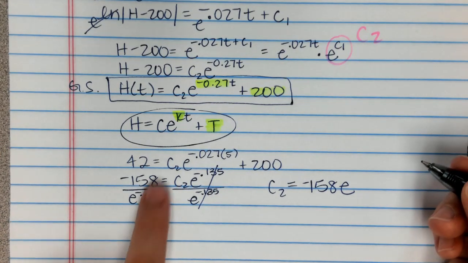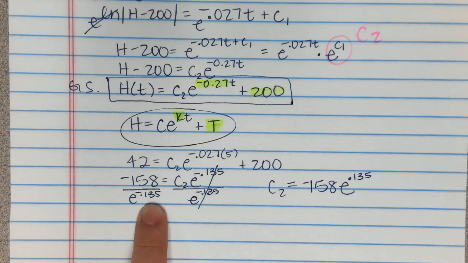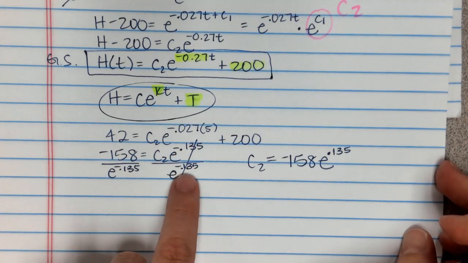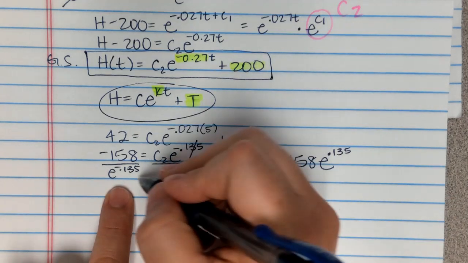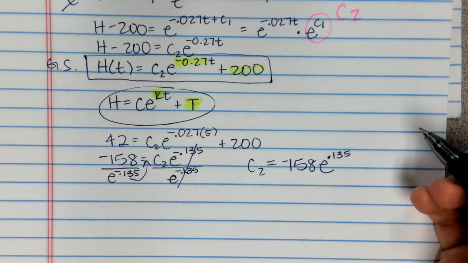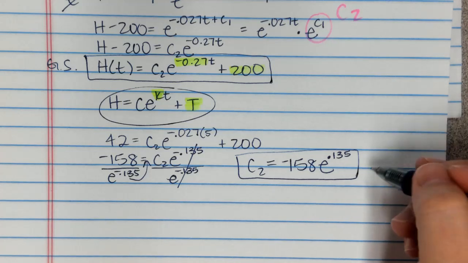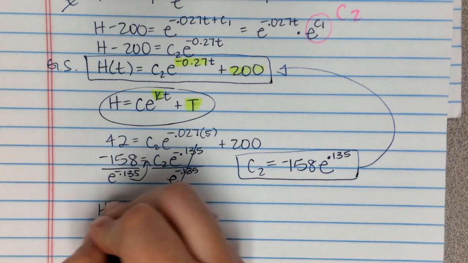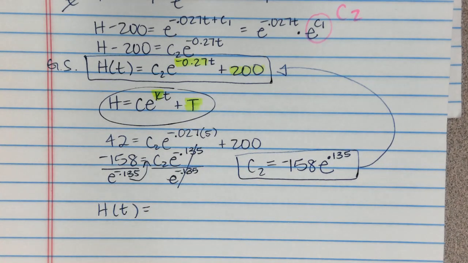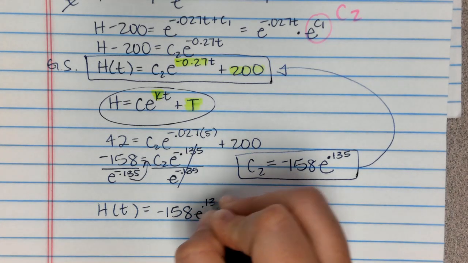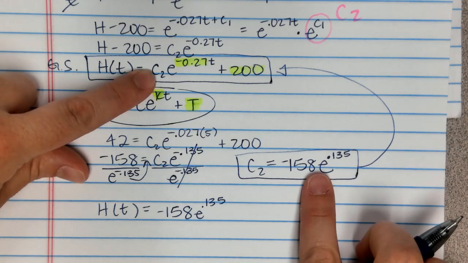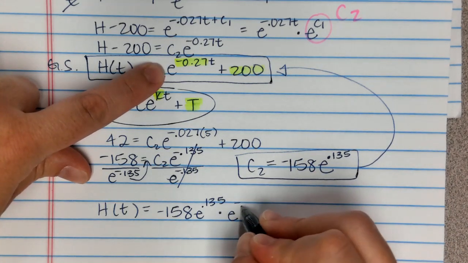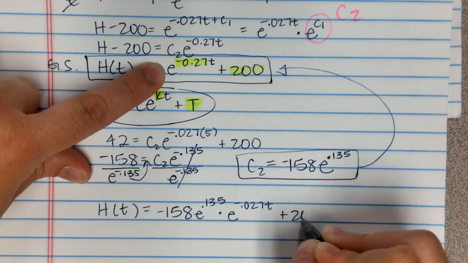If I bring this up, now it's e to the positive 0.135. I divided, it was still negative, but if I bring this up, now it's e to the positive 0.135. So take that, plug that back into here. So here's my heat equation for the temperature of the yam. It's going to be negative 158 e to the 0.135. So that's going in here for C2 times e to the negative 0.027 t, and then plus a big 200 over here.